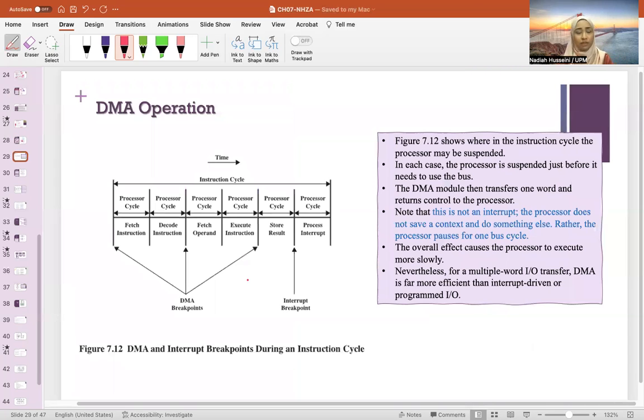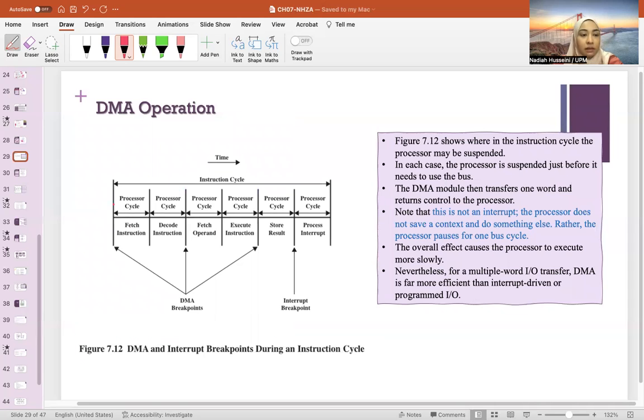Okay, so this is how it looks in the time frame. Here your processor is doing a fetch instruction, decoding, fetch operand, execute instruction, store result, process interrupt, these things that we have seen in chapter 2, I believe. Basically, these are all processor cycles. And your DMA interrupt can happen within each cycle.